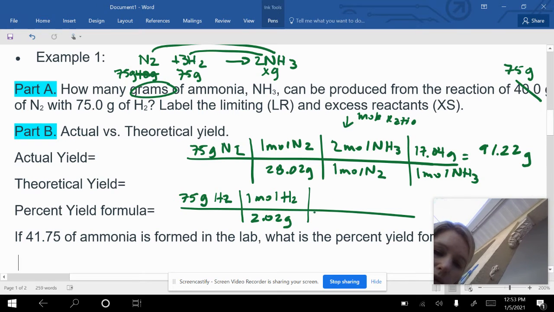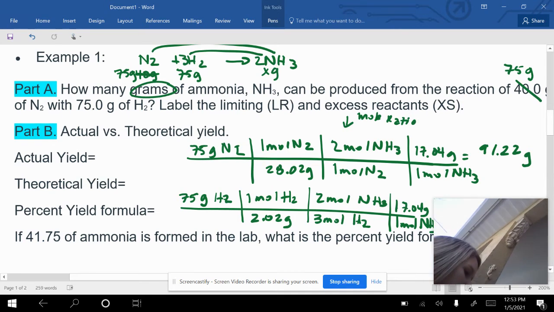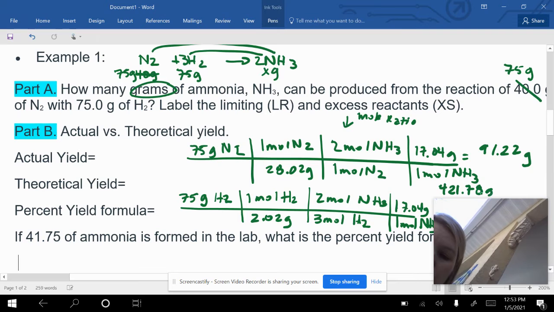We have 3 moles of H2 to 2 moles of NH3. Sorry, this is messy. And then this last step's the same. We're changing NH3 to grams. Okay, so now when I multiply and divide, I got 421.78. Okay, so since this one gave me the higher amount, this is our excess.